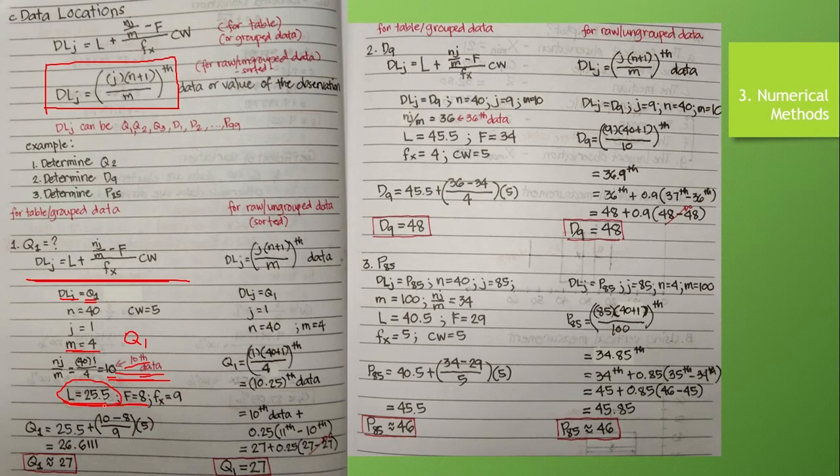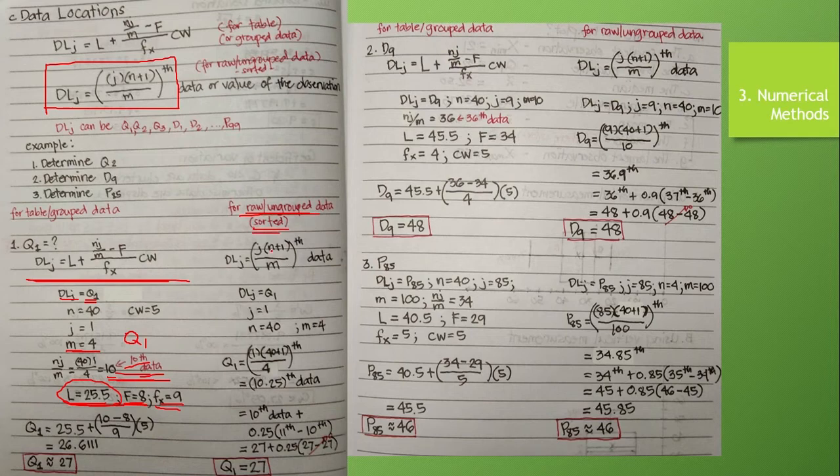You will see there that L is 25.5, F is 8, F sub x is 9. Then substitute all of these values to our equation. That's Q sub 1 is equal to L, that's 25.5, plus Nj over M, which is 10, minus F, which is 8, divided by F sub x, which is 9, multiplied by the class weight, which is 5, and that's 26.61, or if we round it off, that's 27. Therefore, our quartile 1 is 27.